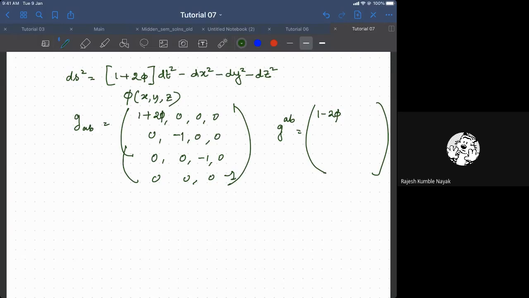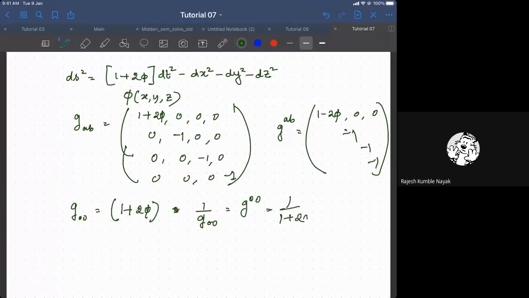You might have come across this kind of thing even in the angular momentum algebra, wherever in quantum mechanics, perturbation theory and all that. So you see that when you do 1 by G00, that would be 1 by 1 plus 2 phi. Now you approximate it to the first order in phi. This would simply give 1 minus 2 phi. So that is the expansion which you are doing.